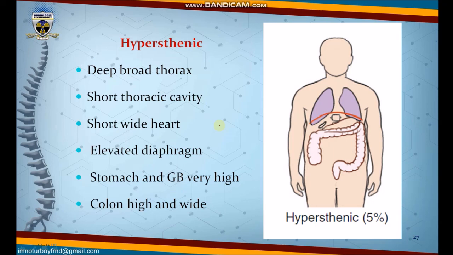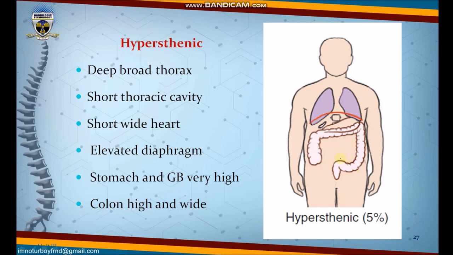Okay, so again, when compared to the sthenic, the hypersthenic has a deeper and broad thorax. It has a shorter thoracic cavity. It has a short and wide heart. It has an elevated diaphragm. The stomach and the gallbladder are very high, and the colon is high and wide. That is because of the lateral dispersion of the organs because of the fatty materials in the abdominal cavity.